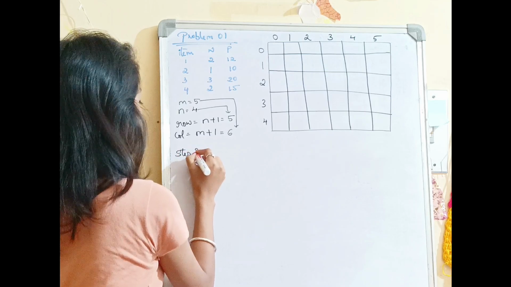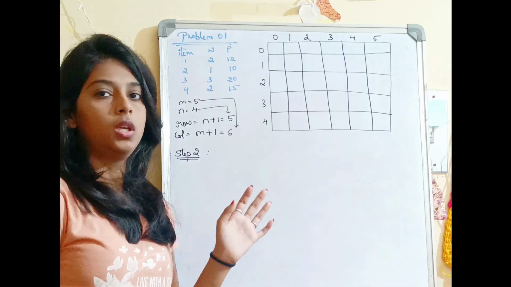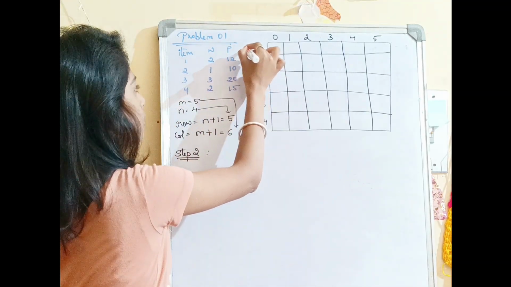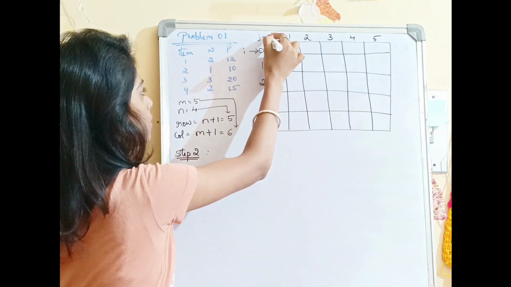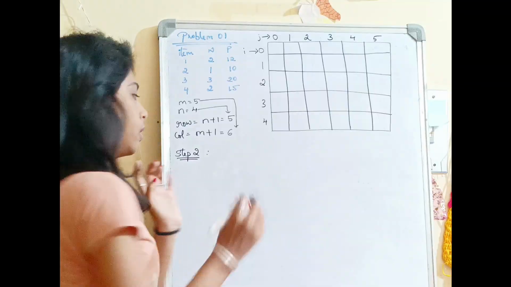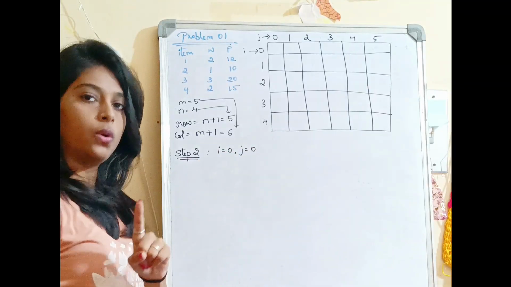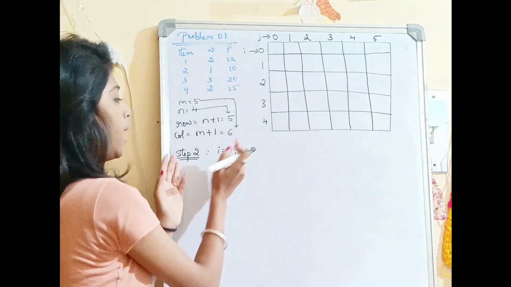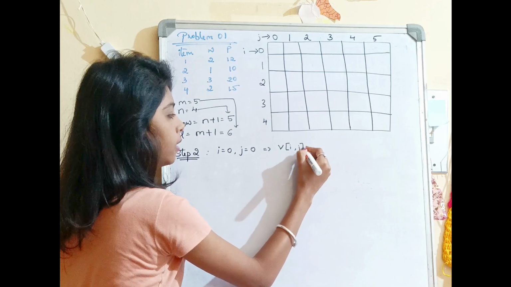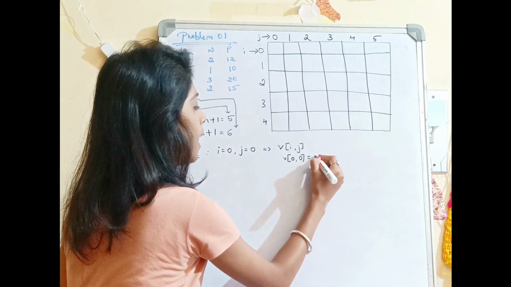What is step 2? I said I would tell you what i and j are when I solve the problem. Basically i will be pointing here, and j will be pointing here. Initially i is 0 and j is also 0, correct? So if i and j are both 0, then V of 0 comma 0 is considered as 0.